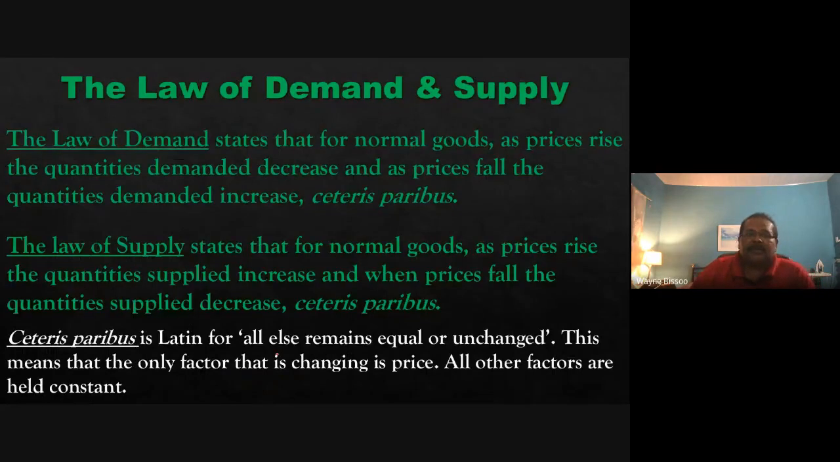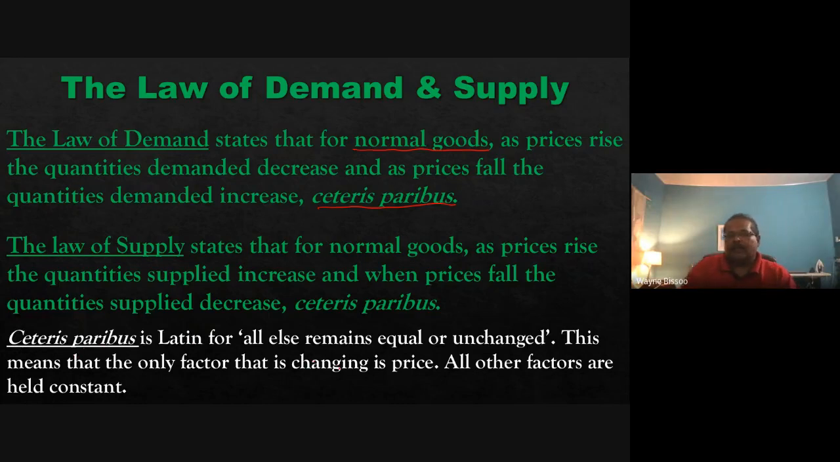All right, so that brings us to the law of demand and the law of supply. So let's evaluate this. The law of demand states that for normal goods, as prices rise, the quantities demanded decrease, and as prices fall, the quantities demanded increase, ceteris paribus. So the first thing we should be asking here is, what do we mean when we say a normal good? And then we want to look at what this term means. So that's defined down here.